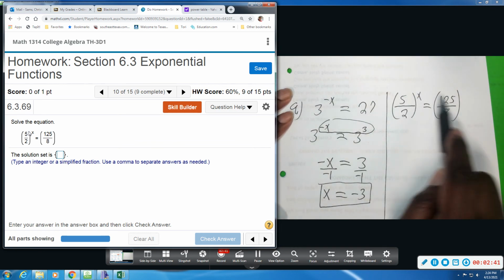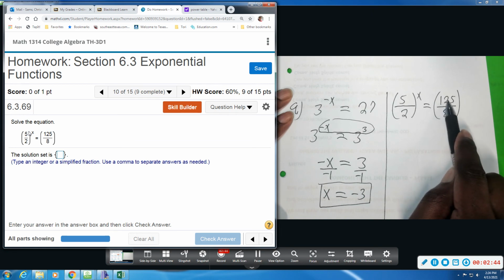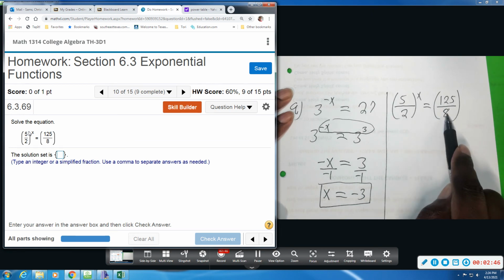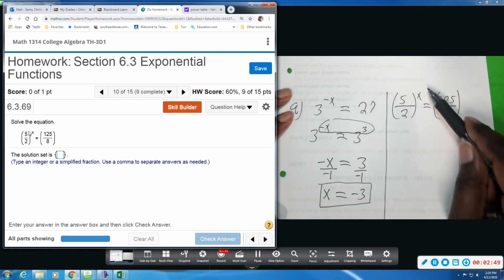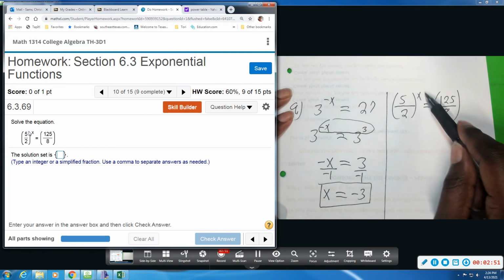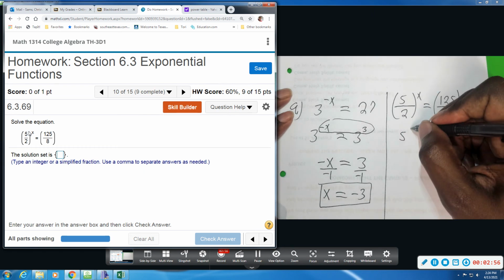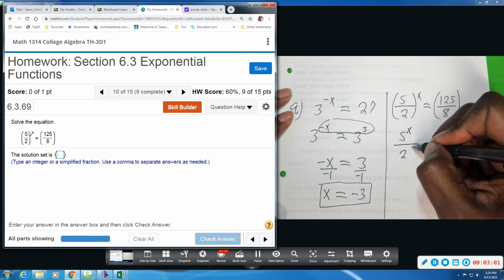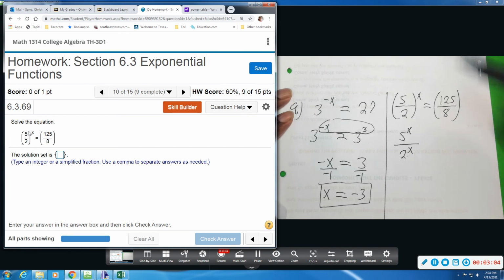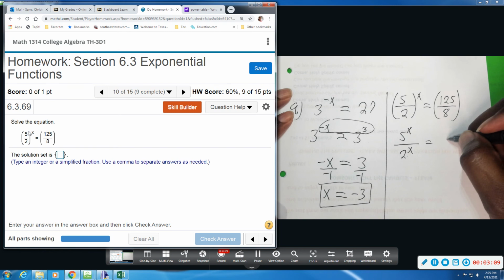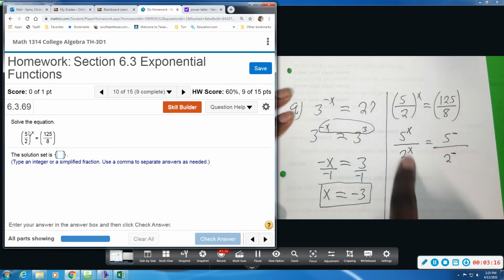We want to match 5 to be the same as 125, and we want to match 2 to be 8. When you have a power outside of a fraction, that means the power is placed on both terms, so that is 5 to the x and 2 to the x. I want to rewrite 125 as 5 to some power, and I want to write this 8 as 2 to some power. And hopefully it's going to be the same.